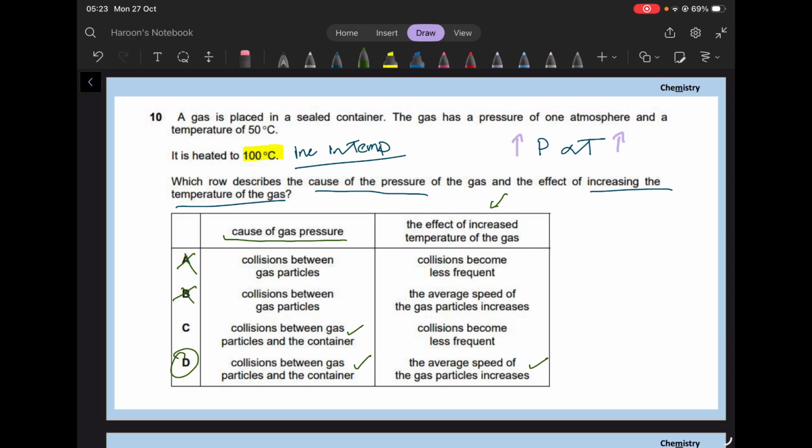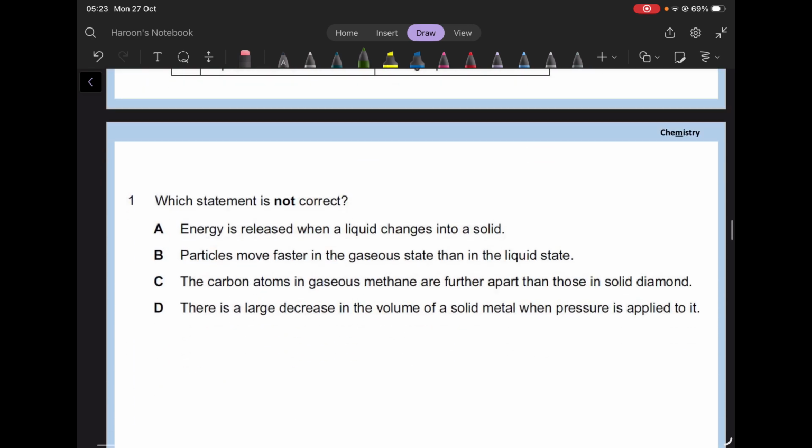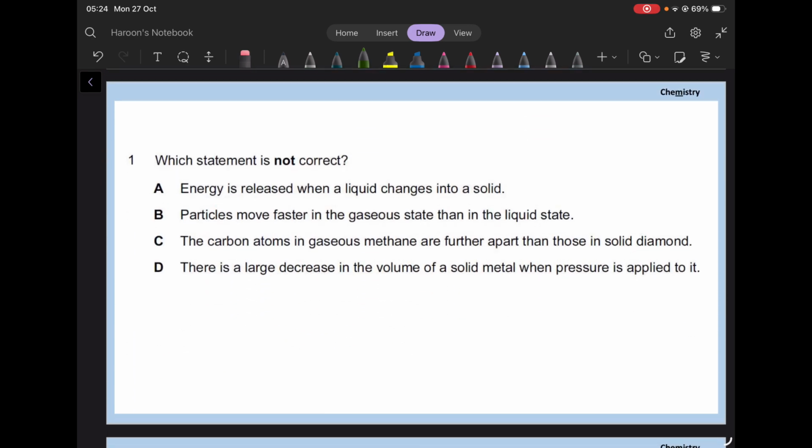Over here, they are saying collisions become less frequent. No, they would become more frequent. When temperature increases, speed of particles would increase, giving more collisions with the wall of the container. So that cancels out. See, over here, D is the answer. Next, which statement is not correct? They have emboldened 'not'. So whichever is a correct statement, we can actually cancel it out.